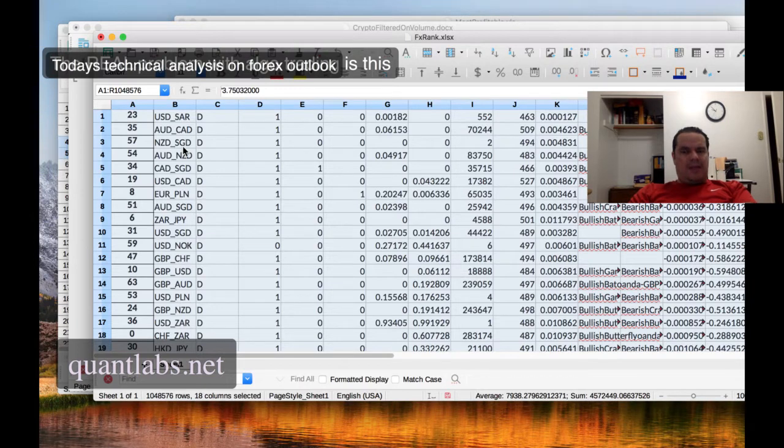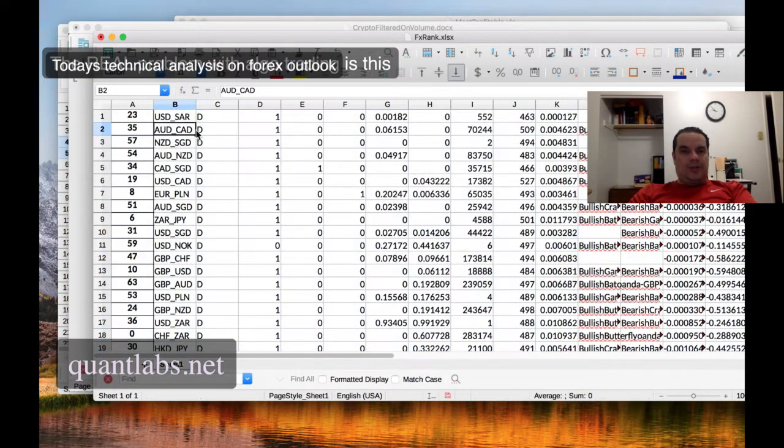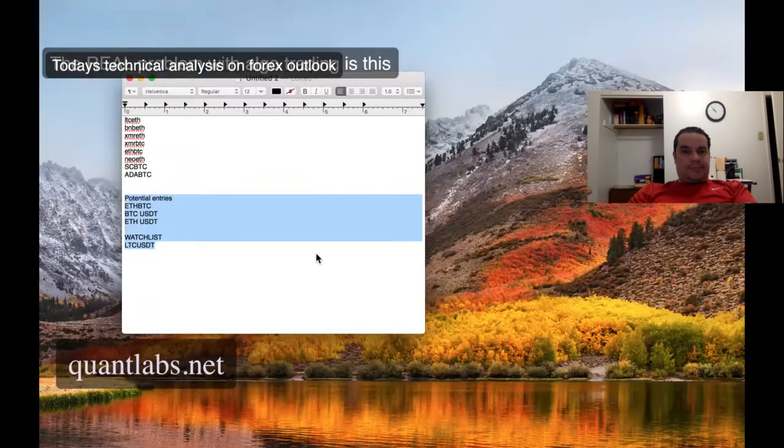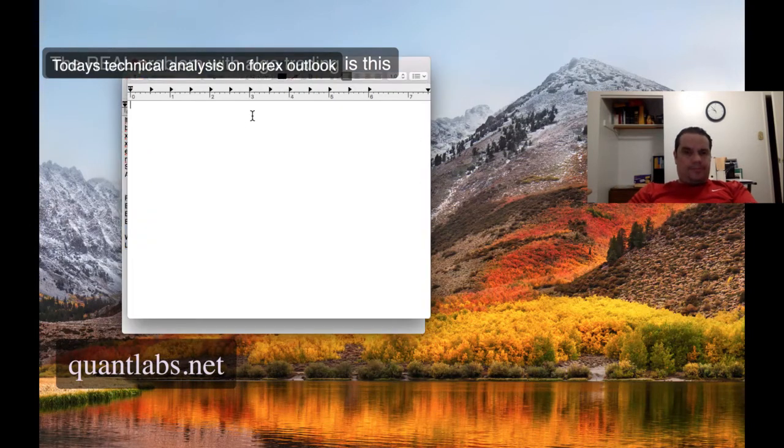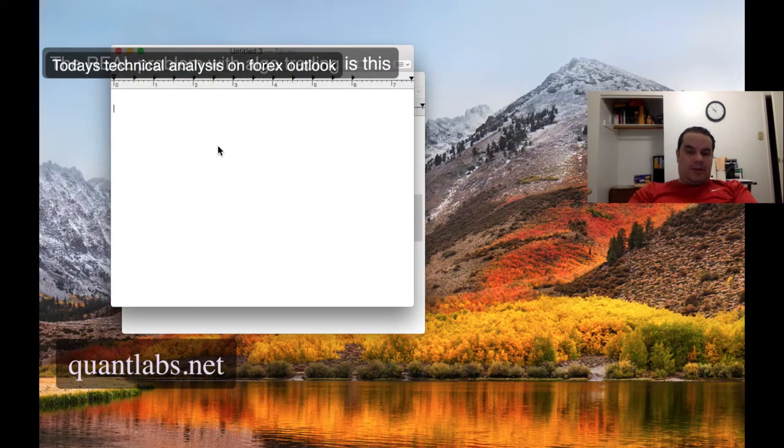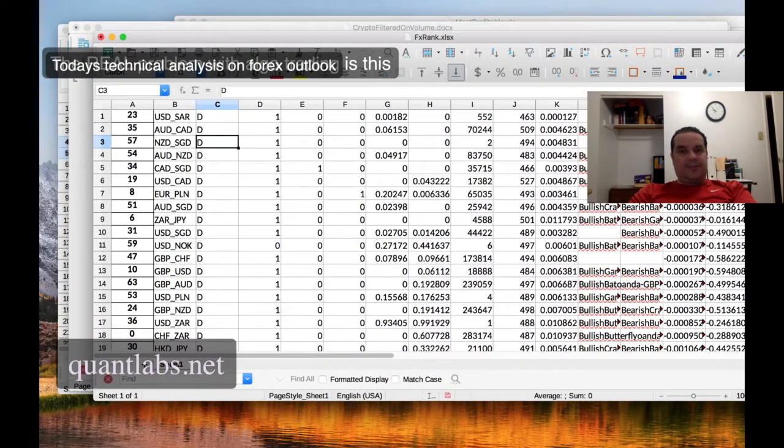Now, a couple things we could take away here. We have two bearish harmonics, so that may say that both the Australian dollar on the shorting side may work. Just do a new one. So I'll put down here shorts. We're going to use the Australian Canadian dollar. And then the other one, and that's only because we have a bearish.